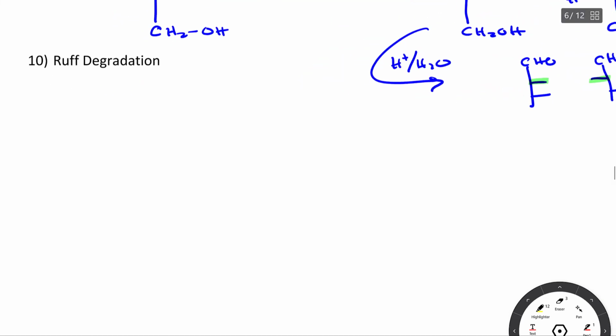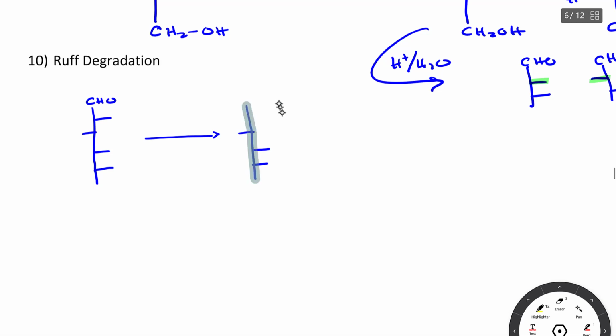So, for example, in the Ruff degradation reaction, I can go like this. I'm going to draw, again, I like to stick with glucose. It helps you remember. It's one of the more important ones, with a CHO. You would do the Ruff degradation, and what you'll end up with is this.